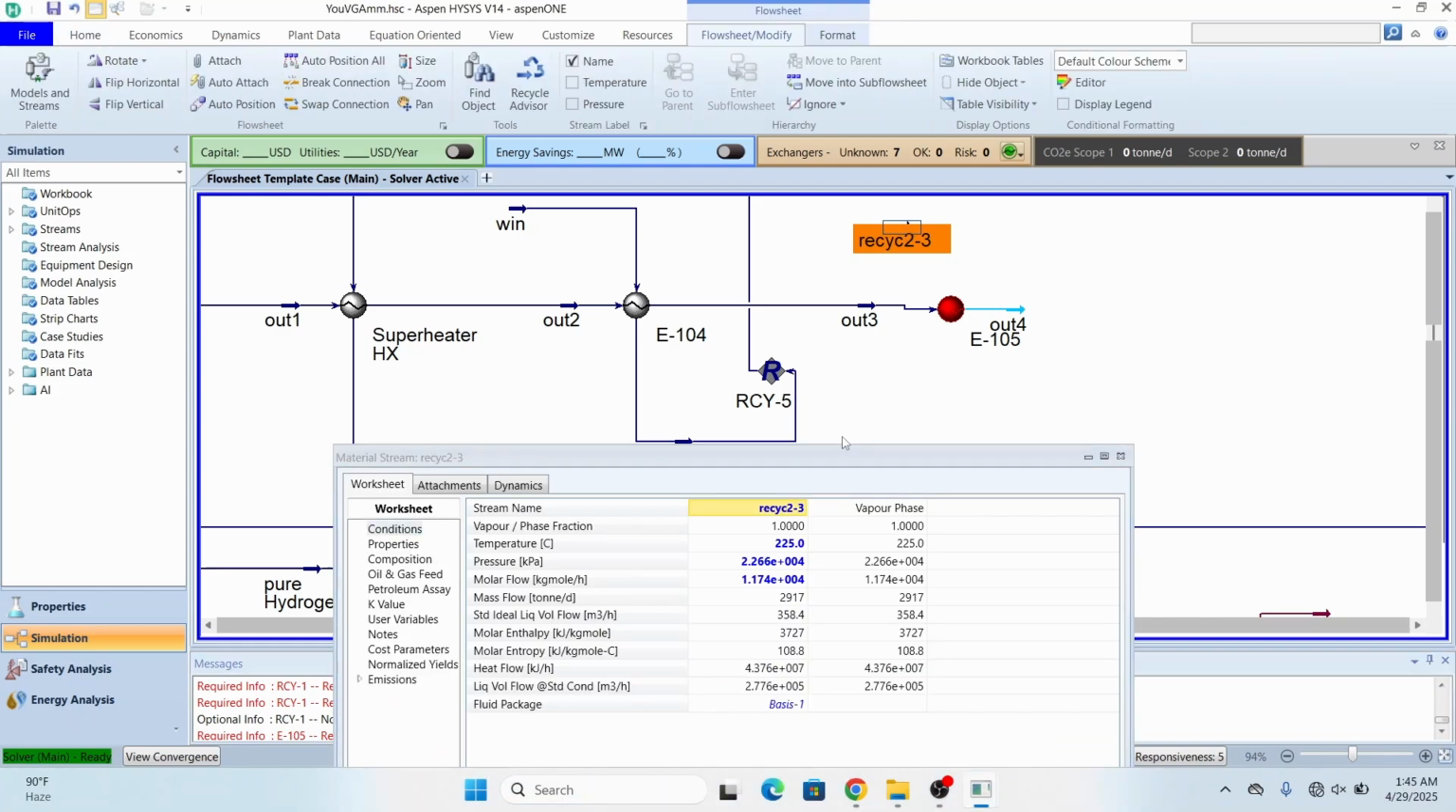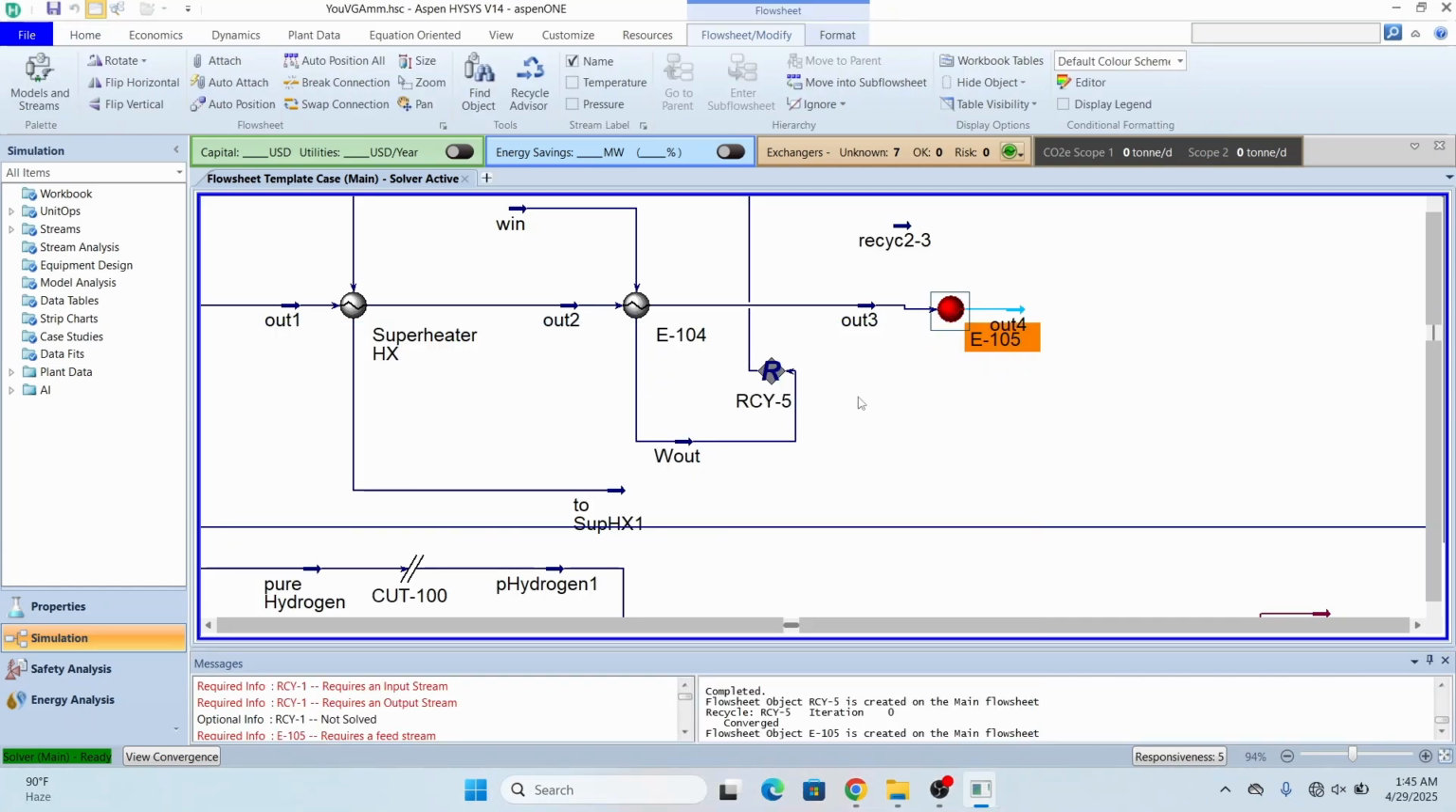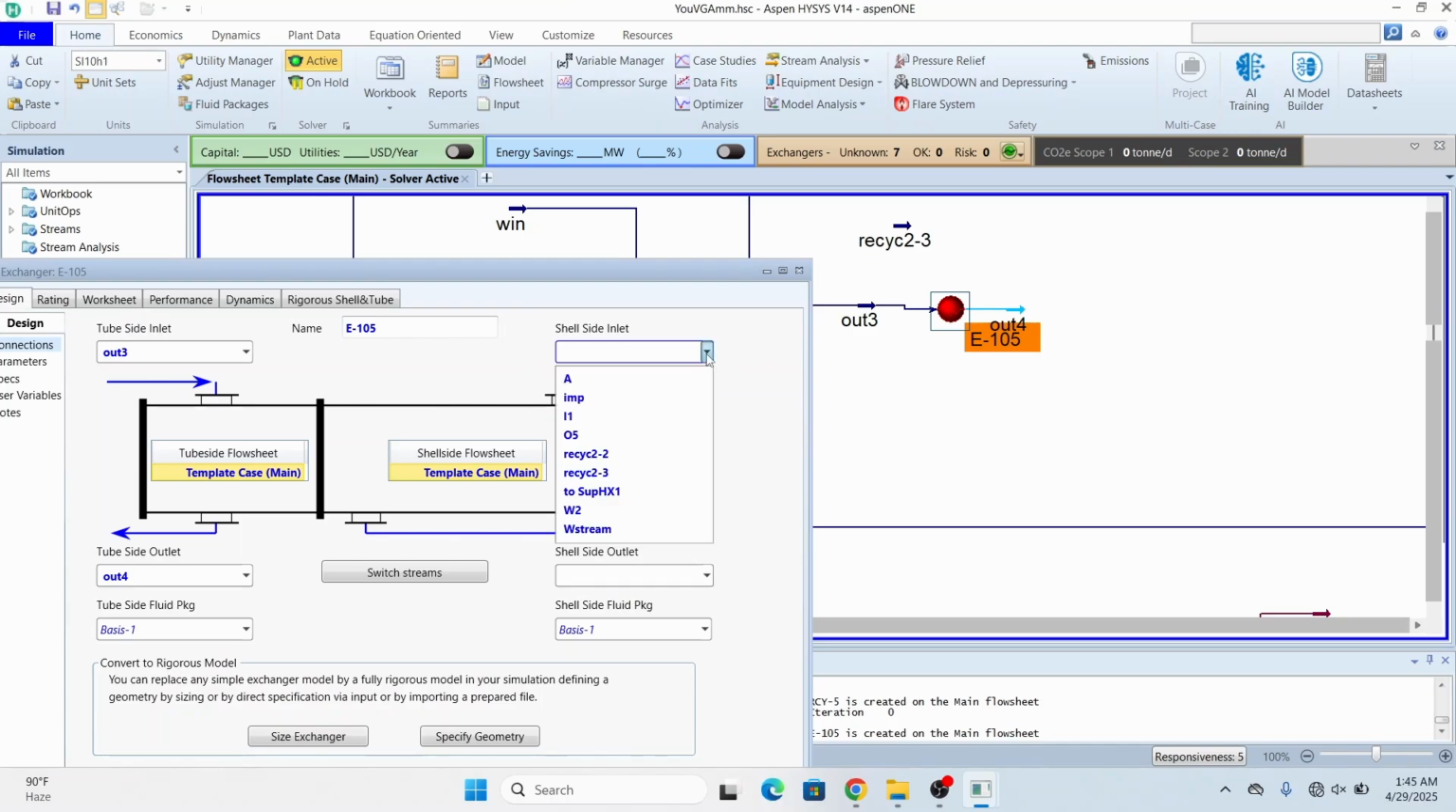If I double click on it, you can see that its temperature is 225 degrees, but its temperature at the downstream of a separating drum, which we simulated in our previous video, was 4 degrees, for the separation of ammonia from the unconverted hydrogen and nitrogen. So here I can give its temperature as 4 degrees. After giving that, I will double click on it and write this. This is my recycle stream, and you can write it as recycle to reactor, and that is good.